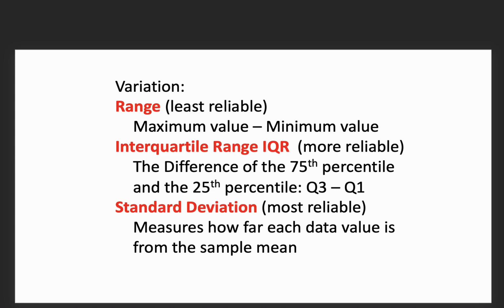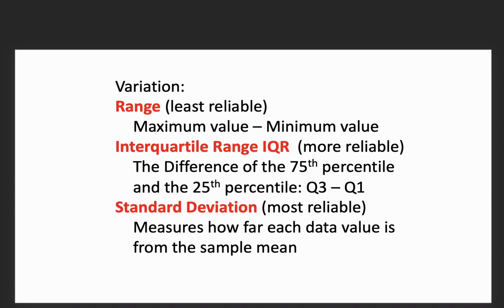The other thing that's very important in numerical measures is the variation or the spread of the data. Again, there are three popular ways of doing that. There is the range, which is the maximum minus the minimum. And as you can imagine, that varies a lot from sample to sample.